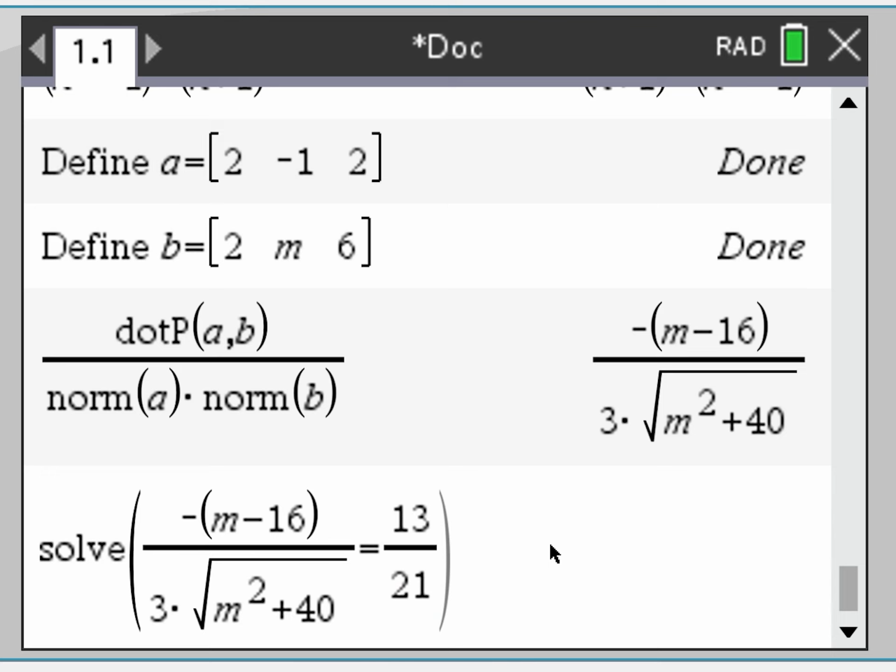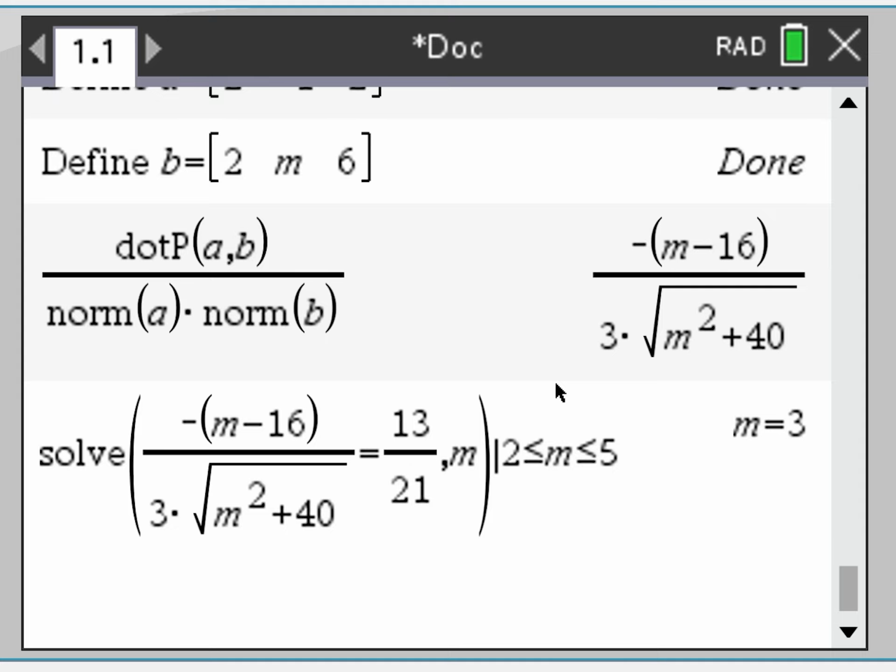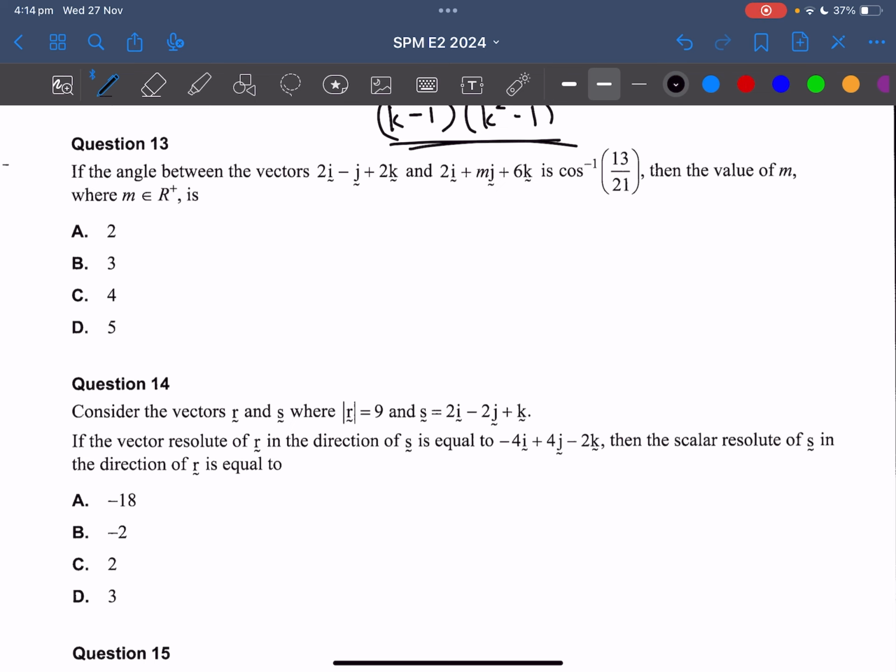So, and then we know that our m is between 2 and 5, so 2 less than or equal to m less than or equal to 5, because that is the options basically. The options are 2, 3, 4, and 5, so it has to be between 2 and 5. So m is equal to 3. Okay, so answer is going to be B.